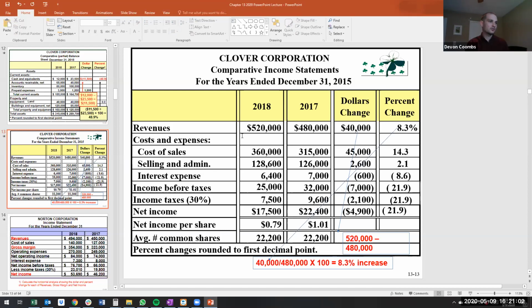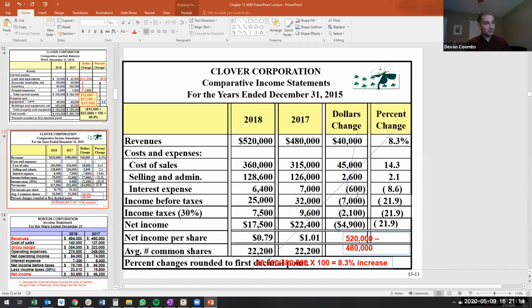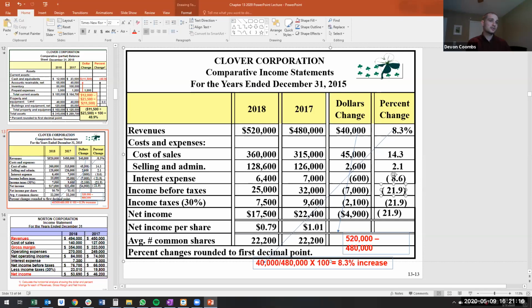This is for internal management. Our interest expense over time decreased, which means we paid off some of our debt, which is good, and could be potentially good. And our net income, despite our revenue increasing, our net income decreased by 21.9% because of these increases in cost of sales and selling and administrative expense. And so then we can compare these market averages to other companies to see if we're on track.